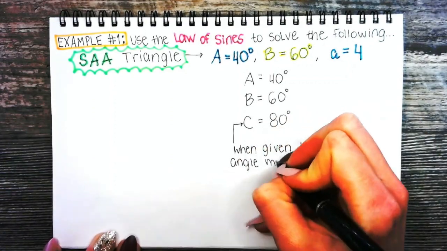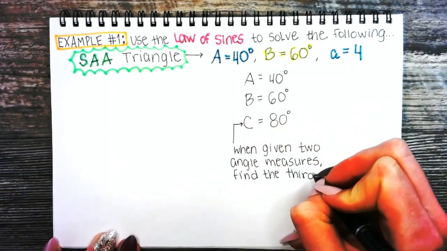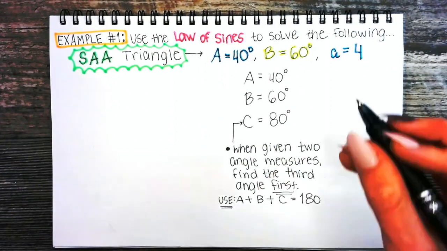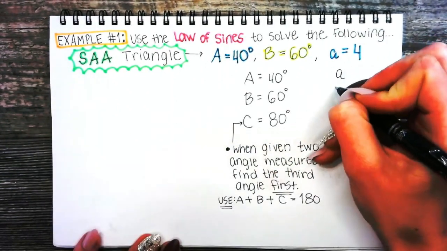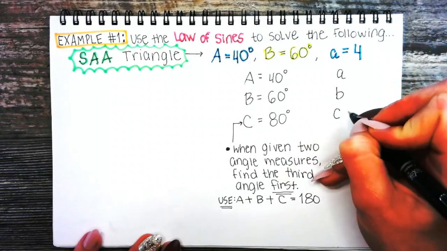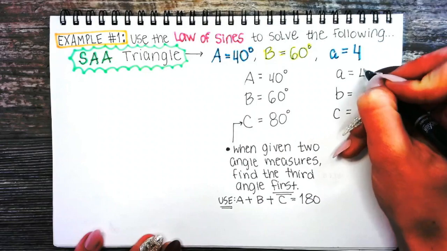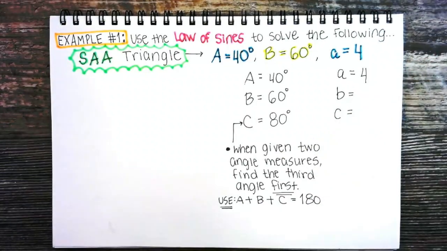When given 2 angle measures, find the third angle first. We're going to use A plus B plus C equals 180 in order to do that. So we aren't using the law of sines just yet. I have 2 side lengths that I still need to find. None of these angles are right angles, so this is definitely oblique. I can't use Pythagorean theorem, and I also can't use right triangle trigonometry.